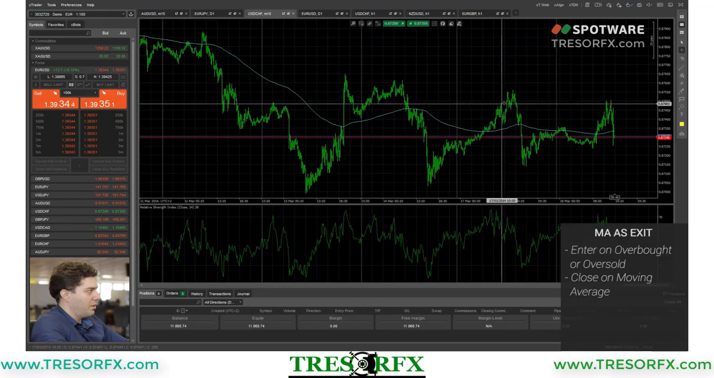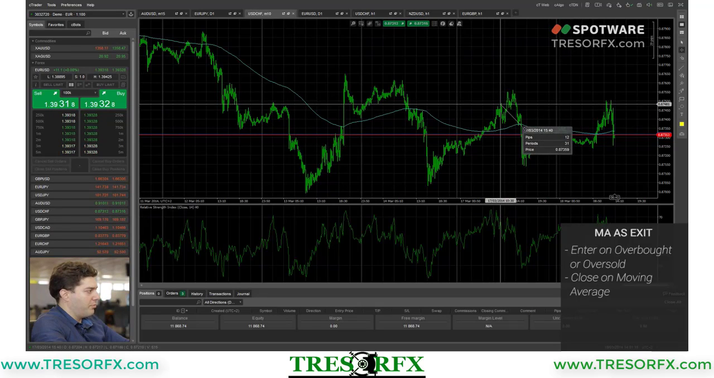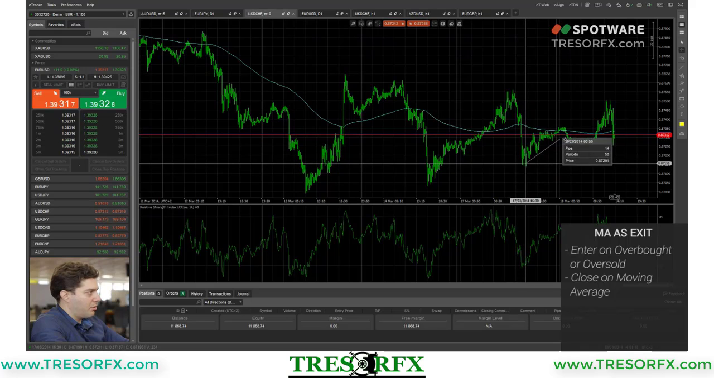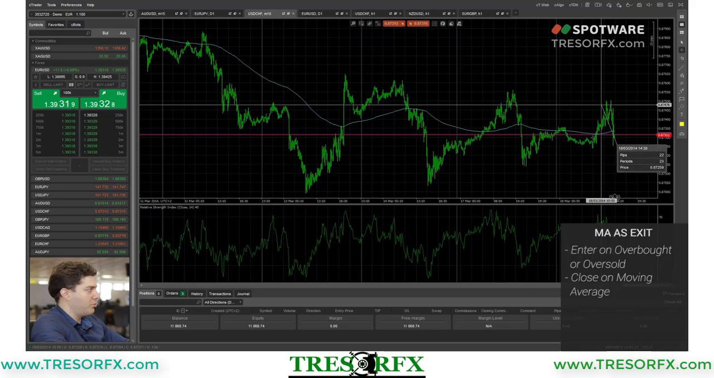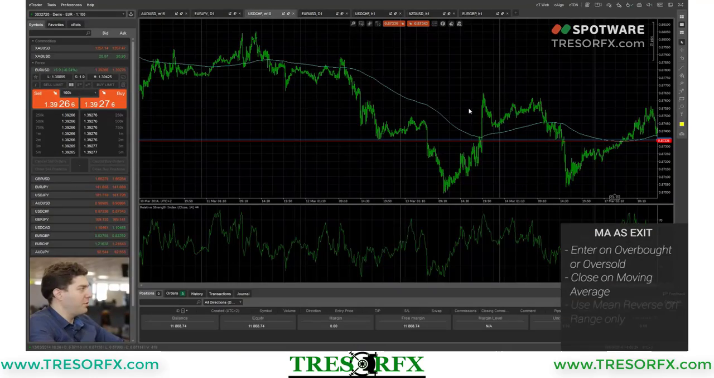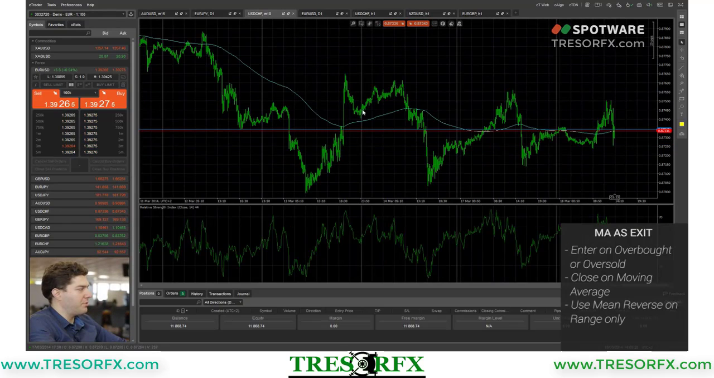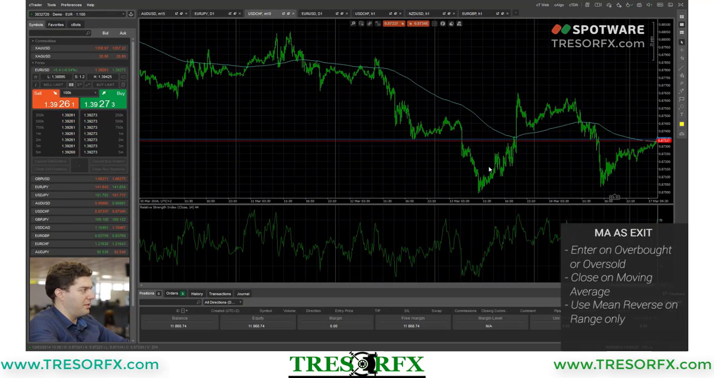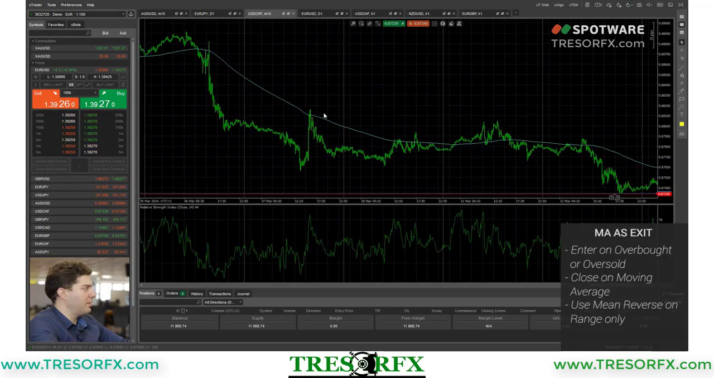So we can enter here when it's overbought, and close here on the moving average. Again, enter long here, close here, enter short here, close here, etc. So that's the way we exit during a mean reverse strategy. However, you need to be careful to use mean reverse strategies only when the market is ranging. And if the market is trending, you shouldn't go against the trend.